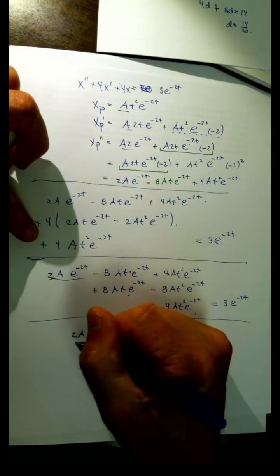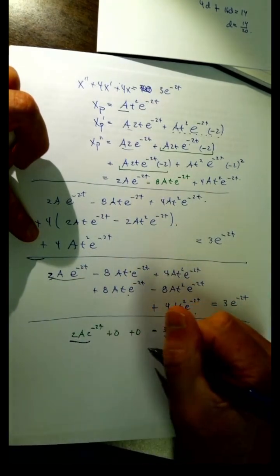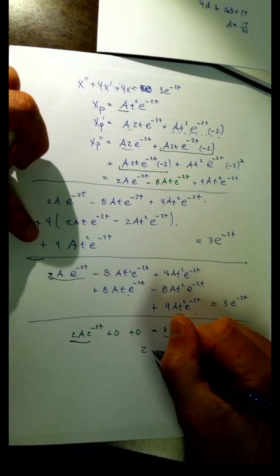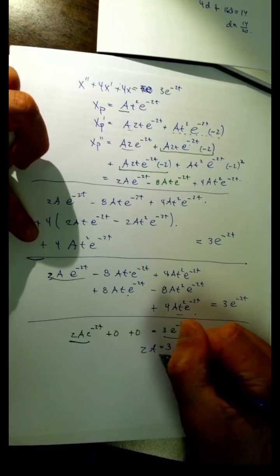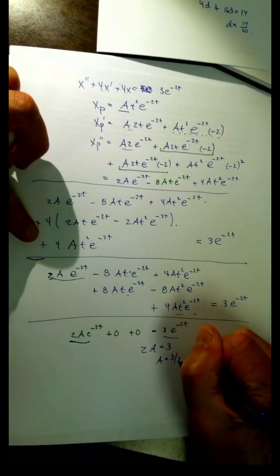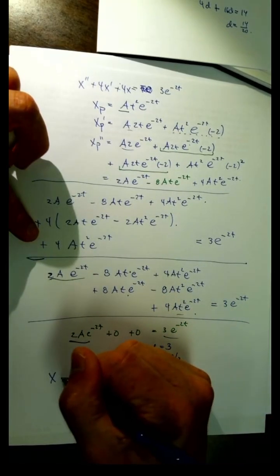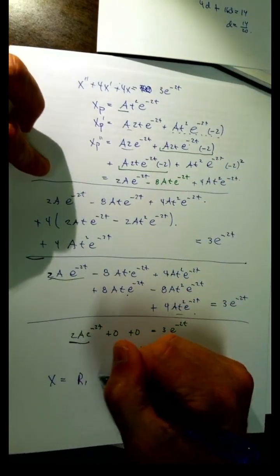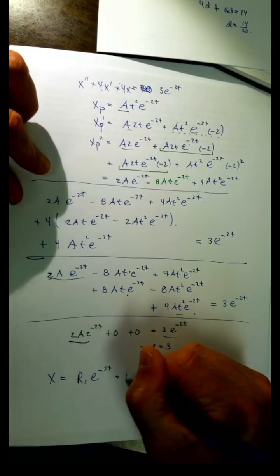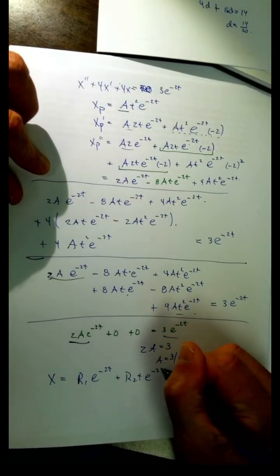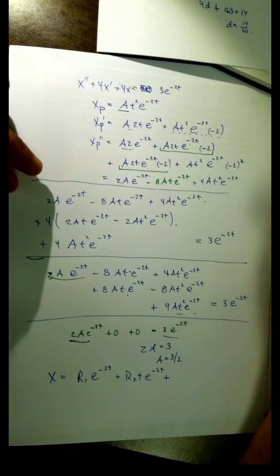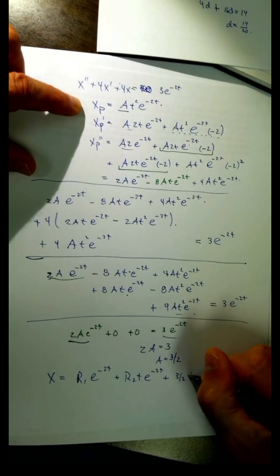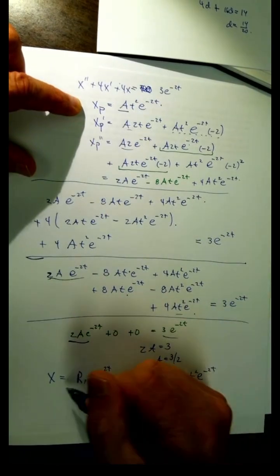So I need to find a value of a that makes these two things equal. e to the minus 2t is never 0, so I can divide that out. So I get 2a equals 3, or a equals 3/2. So my solution then is the homogeneous, which we said before was r1 e to the minus 2t plus r2 t e to the minus 2t, plus the particular solution, which we said was a, which is 3/2 times t squared e to the minus 2t.